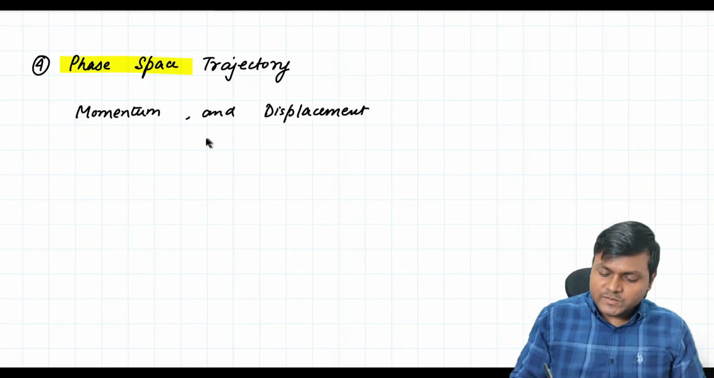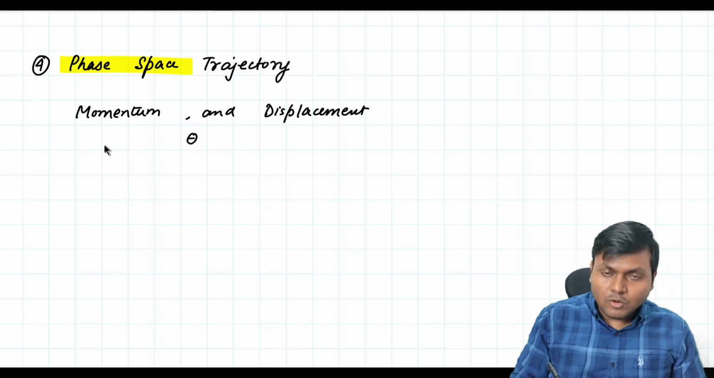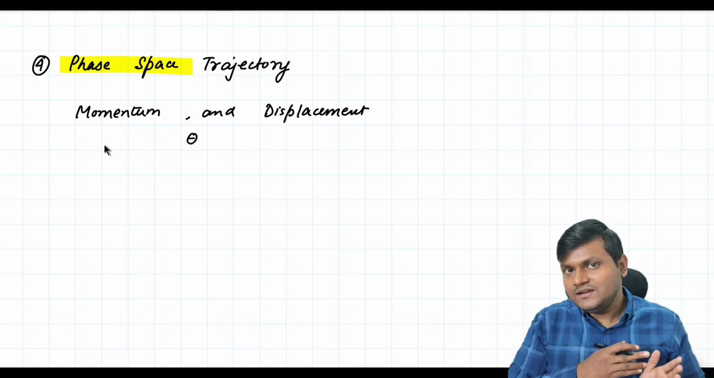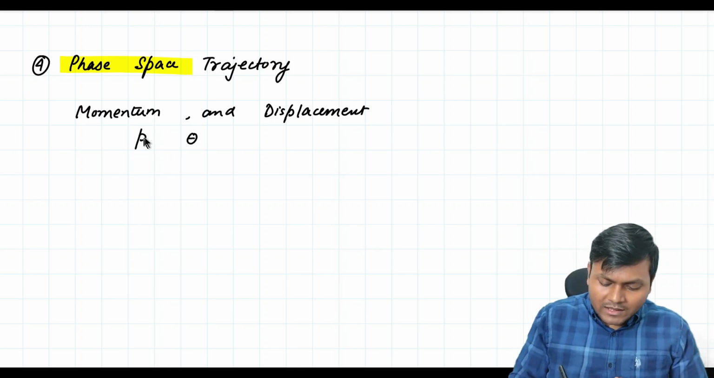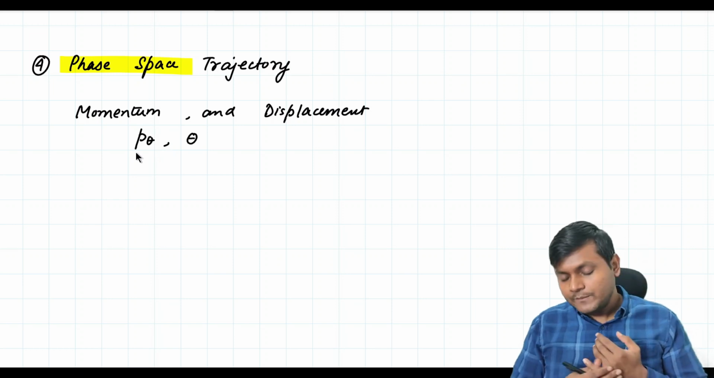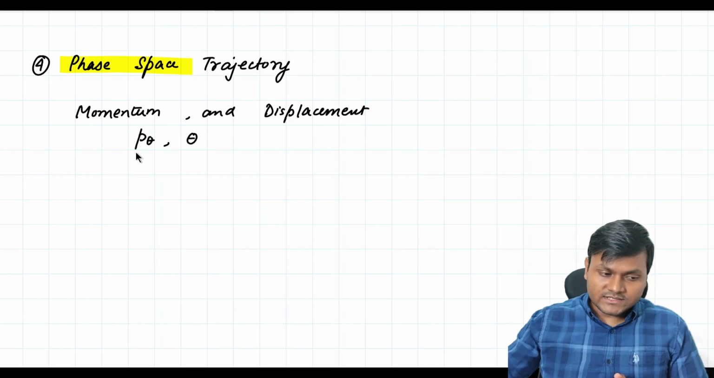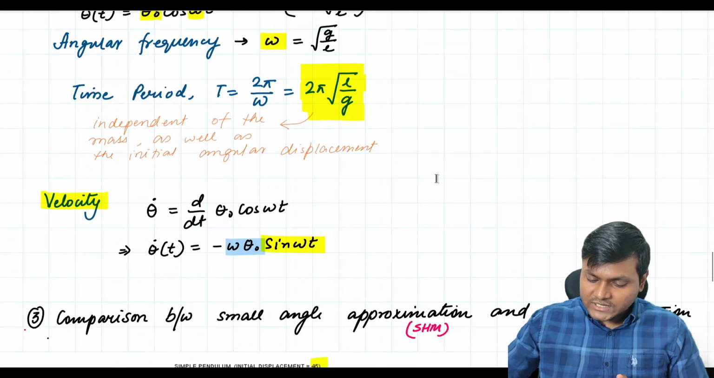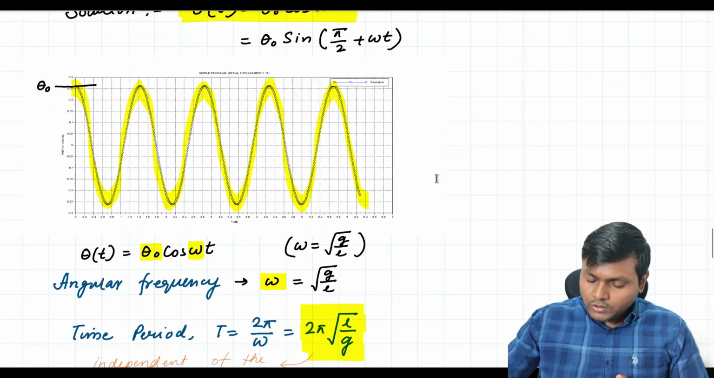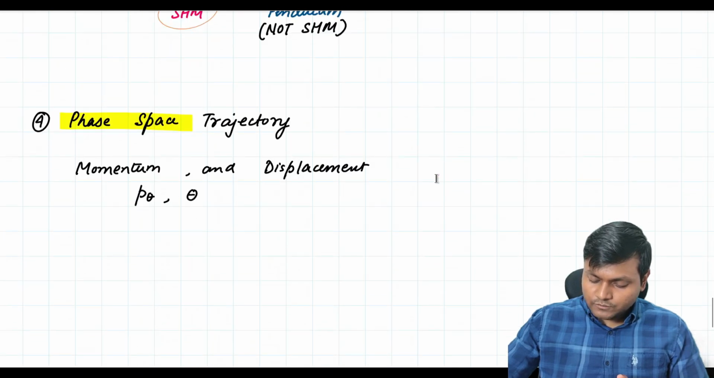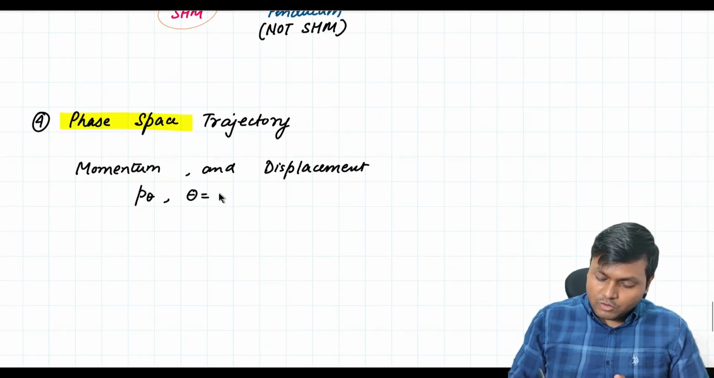So here the displacement is clearly theta, and the momentum is the momentum associated with theta, which is the angular momentum. I'll write it as p theta. All right. So how is p theta related to theta? Well, we can figure it out by looking at the solution that we have already obtained, which is theta equal to theta naught cos omega t. So from there we can obtain the momentum.